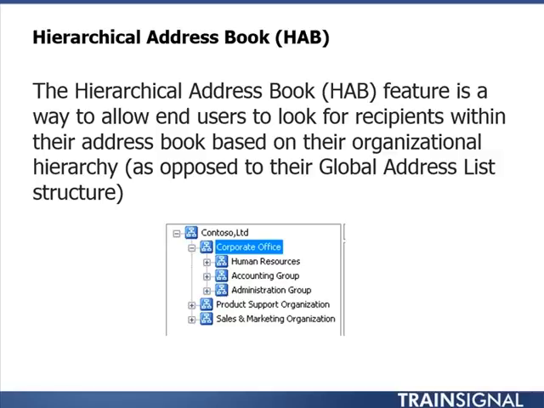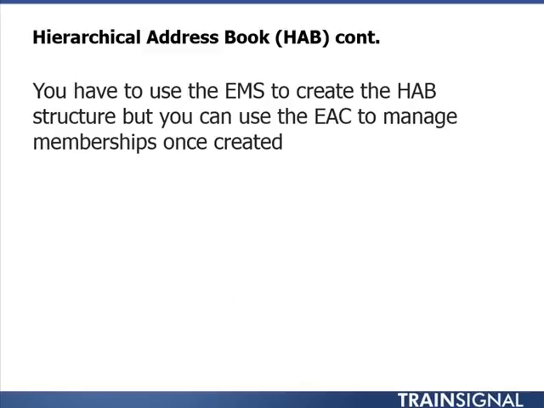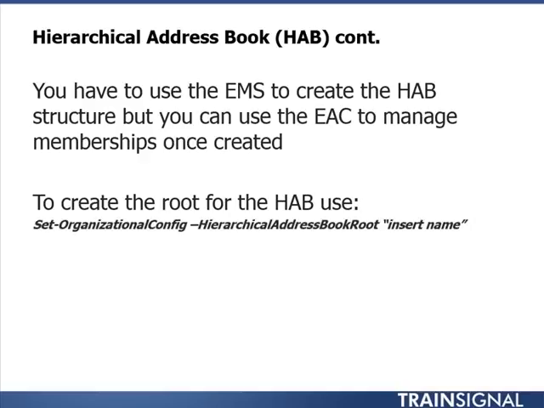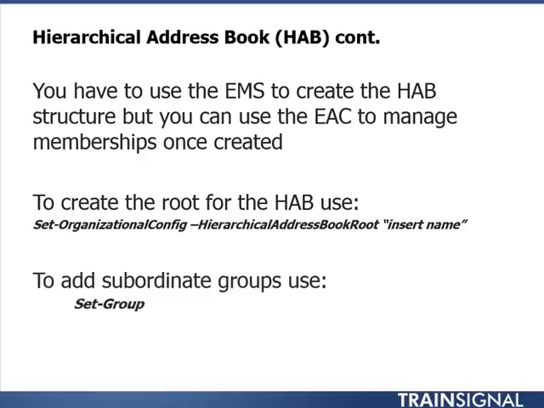Now, obviously, this is not something that just magically appears. It takes a little bit of work to create and configure the hierarchical address book. You have to use the Exchange Management Shell to create the HAB structure. But once you do that, you can use the Exchange Admin Center to manage memberships. So to create the root for the HAB, you use the Set-OrganizationConfig -HierarchicalAddressBookRoot and then put in the name of the root. And then to add subordinate groups, you use the Set-Group cmdlet and the Add-DistributionGroupMember. So you configure distribution groups, and from there you can actually set them in the HAB structure.